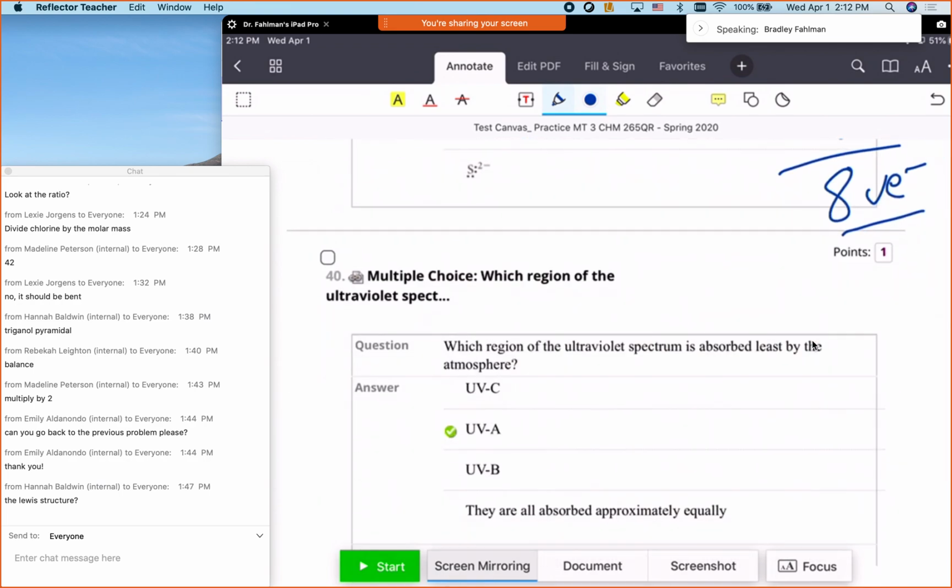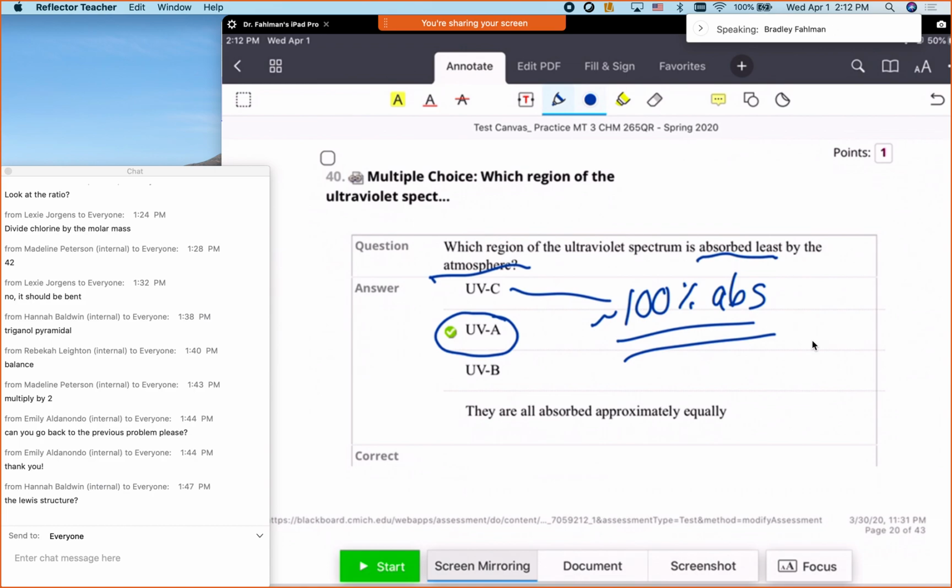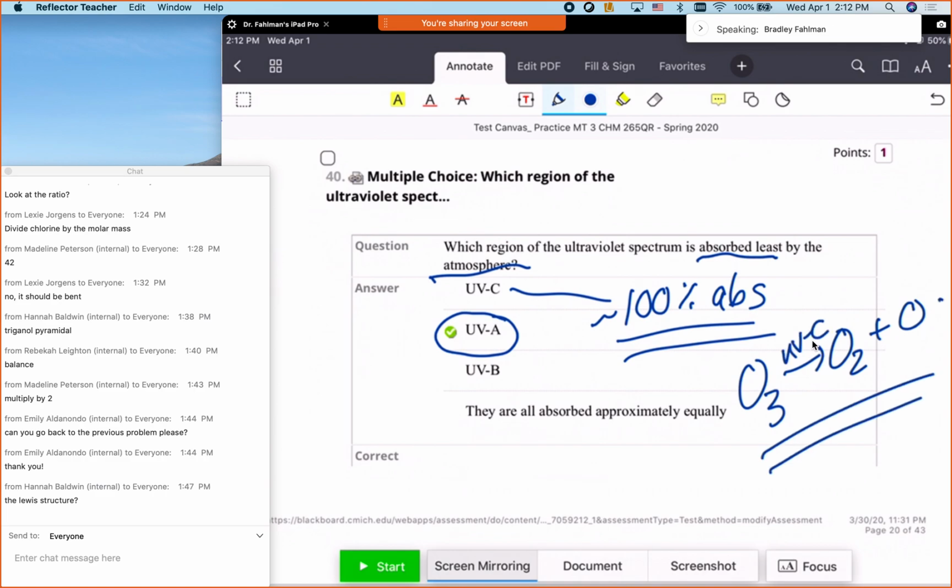All right, and then I think the last question, which region of the UV spectrum is absorbed least by the atmosphere? And that is UVA. Okay, so this is almost 100% absorbed, because that is what corresponds to this. That is UVC. So that's why it's all absorbed in the upper atmosphere, as well as this, actually.